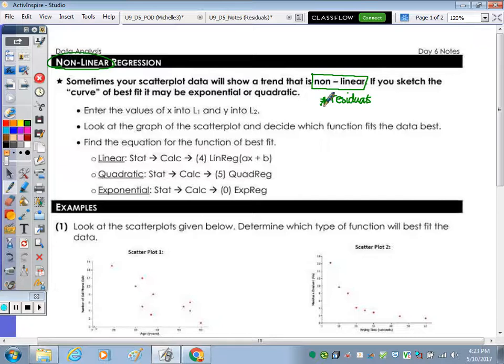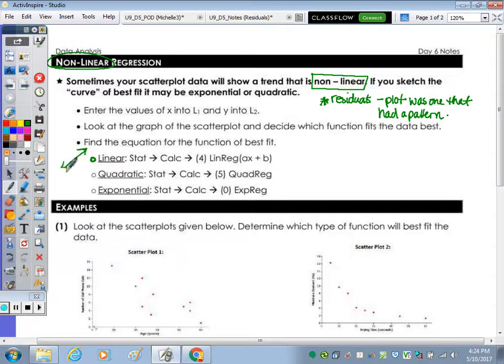So for a non-linear fit, the residual plot was one that had a pattern. It was not random or had an even dispersion of points above and below the x-axis. Okay, so those types of plots, where the residual has a pattern, could be something that was exponential or quadratic. So remember your linear functions, down to these bullets here.